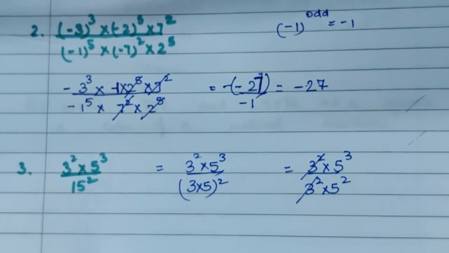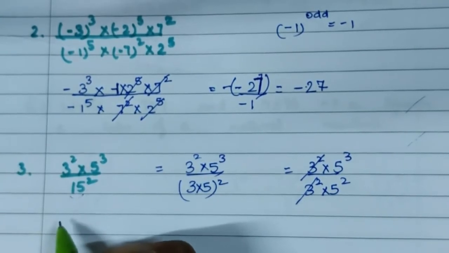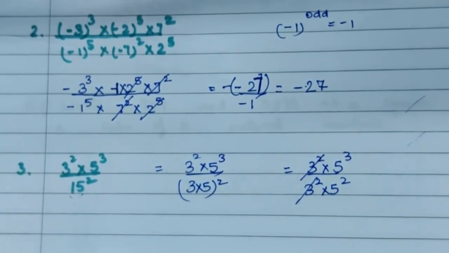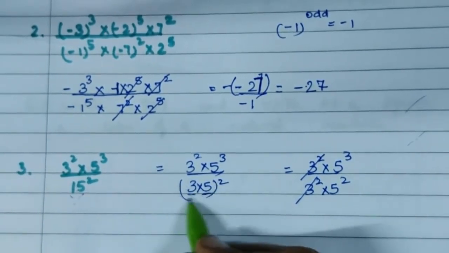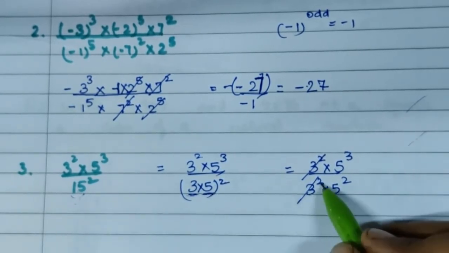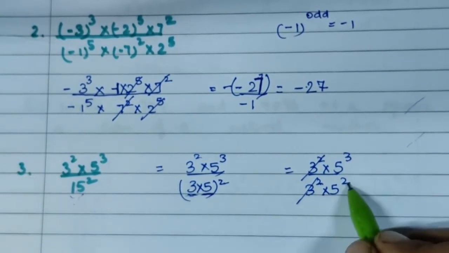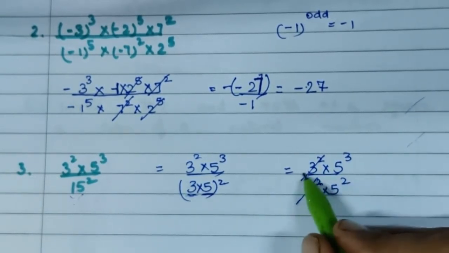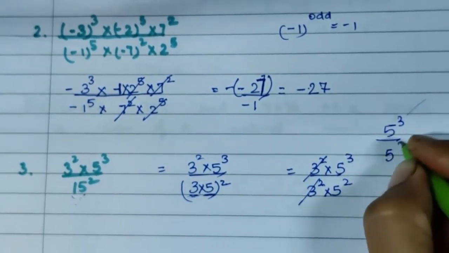Next we have 3 raised to power 2 into 5 raised to power 3 upon 15 raised to power 2. Now children, when there is a big number, like there is no prime number, we will convert into prime factorization first. 15 can be written as 3 into 5 whole the power 2. Whole power 2 means 3 raised to power 2 into 5 raised to power 2 when we open the bracket. So this will get cancelled. We get 5 raised to power 3 upon 5 raised to power 2.